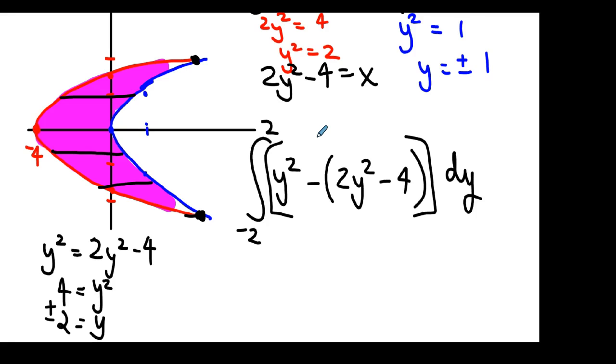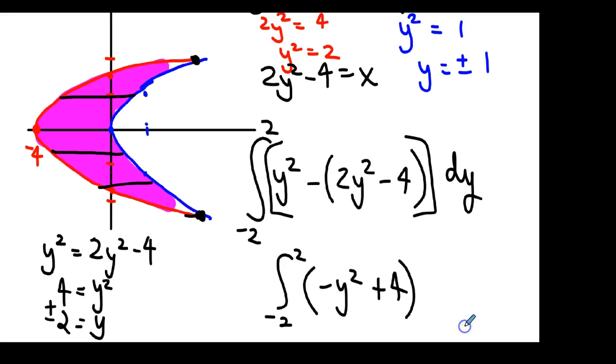Question? Okay. So I'd simplify here, distributing the negative. Y squared minus 2y squared is negative y squared. Minus negative 4 is plus 4. So we can do that and work it out and get our answer. Let me suggest even a simpler way.